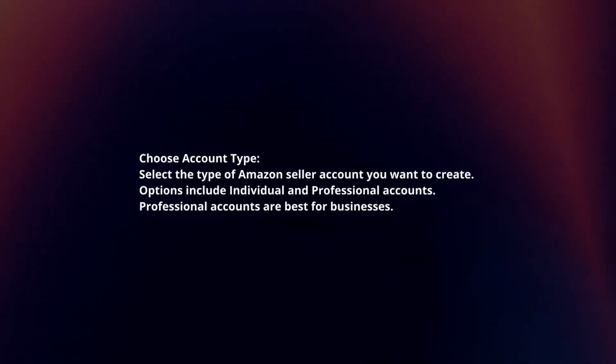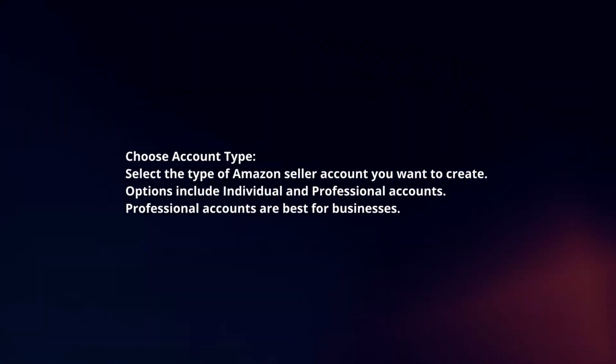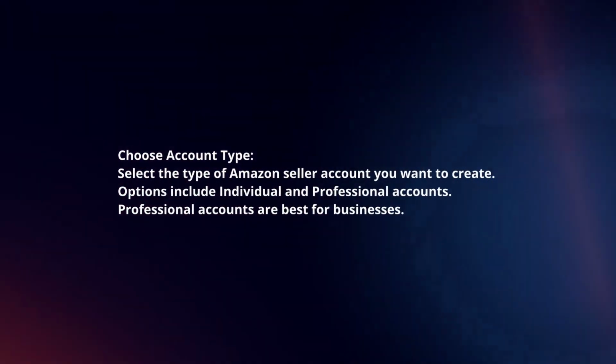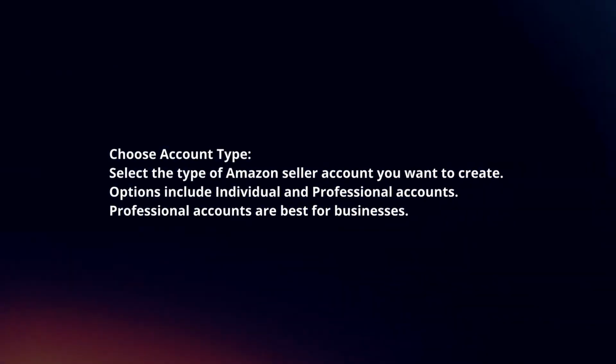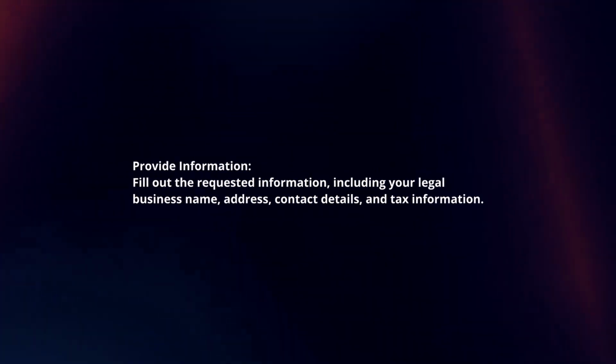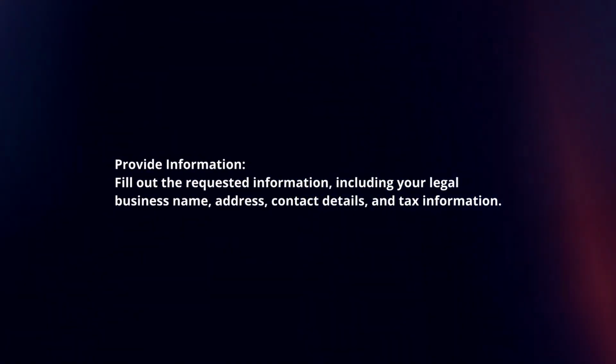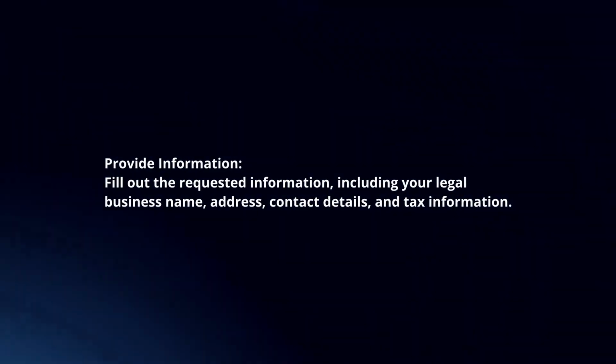Choose account type. Select the type of Amazon seller account you want to create. Options include individual and professional accounts. Professional accounts are best for businesses. Provide information. Fill out the requested information, including your legal business name, address, contact details, and tax information.